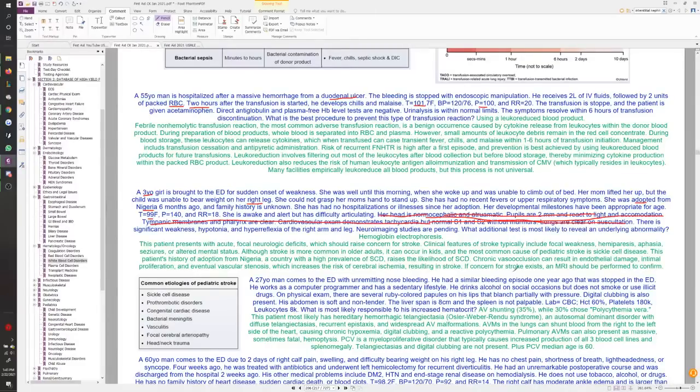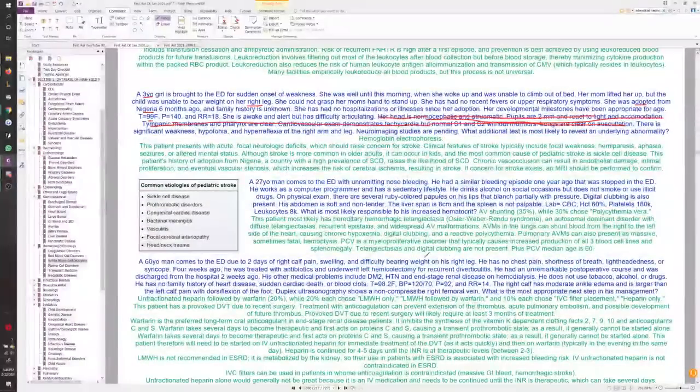All right. If concern for stroke exists, an MRI should be performed to confirm. Well, neuroimaging was pending. And there was a reason it was pending. There was a reason they gave you everything but that, because they didn't really want to spell out stroke for you, but you had to figure that out from the basics that were given in the question. It's a pretty good question related to sickle cell that we've been looking at.